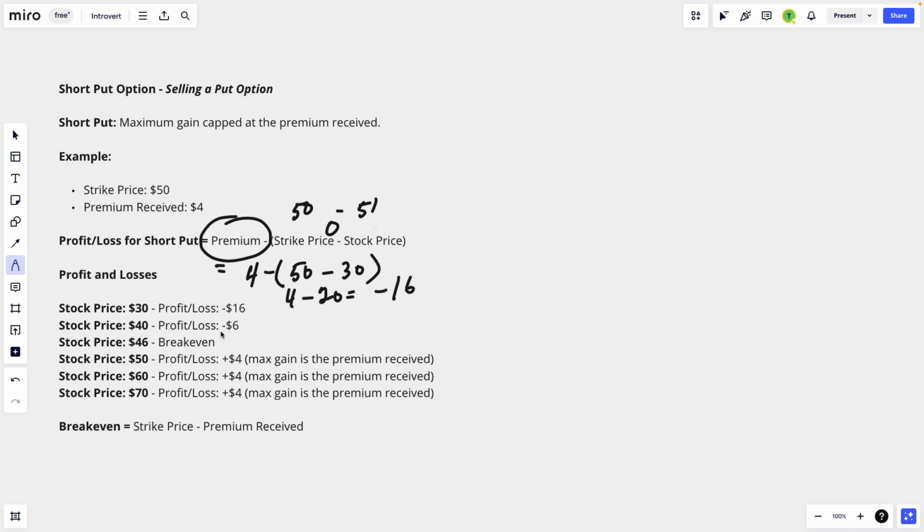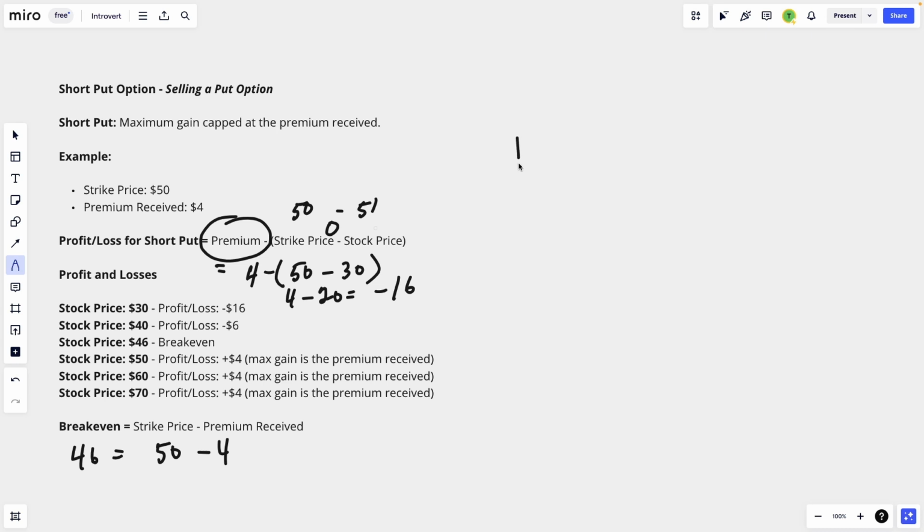And again, stock price 40, we lose 60, and the break even is going to be at 46. So the break even 46 is the strike price minus the premium. Okay, so that's the 46. And again, anything higher than 50 there is great for us. So when the stock price rises, the option expires worthless. The put buyer is not going to exercise that option, and we're going to gain $4, and that's going to be the max that we gain.